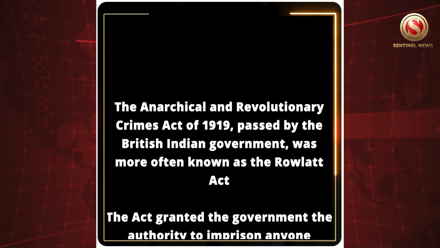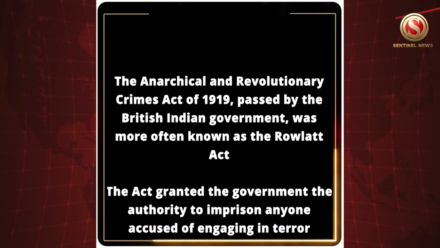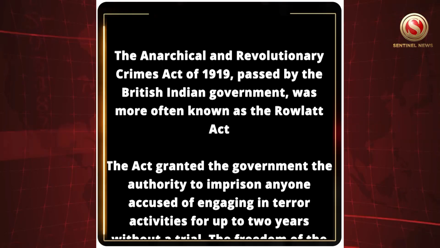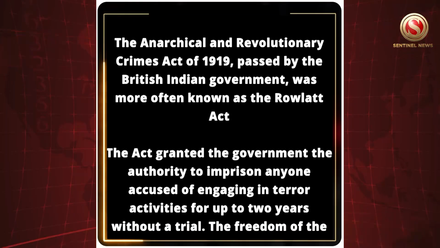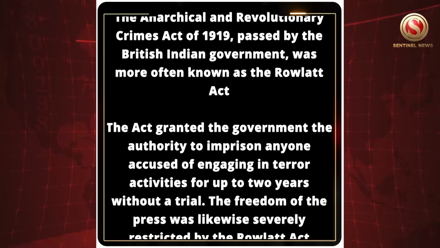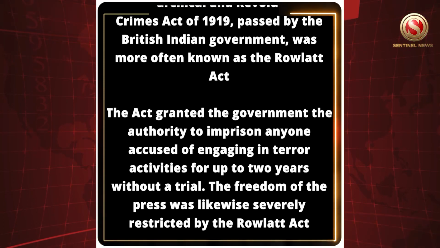The Anarchical and Revolutionary Crimes Act of 1919, passed by the British Indian government, was more often known as the Rowlatt Act. The act granted the government the authority to imprison anyone accused of engaging in terror activities for up to 2 years without a trial. The freedom of the press was likewise severely restricted by the Rowlatt Act.